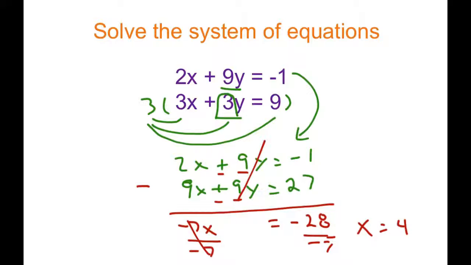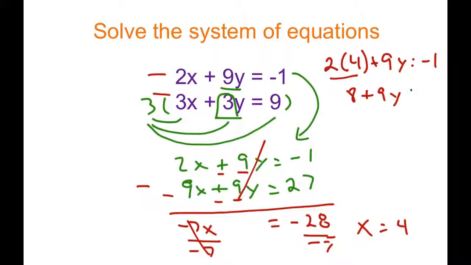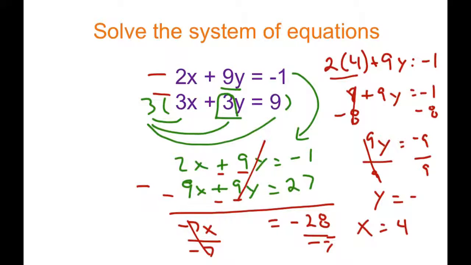Alright, now I need to find my y, so I can plug this into any of my equations. I can go into that one, or even this new one down here, either one. So I am going to choose the top one. That seems the easiest. So 2 times, I'm going to substitute 4 in for x, plus 9y equals negative 1. 2 times 4 is 8, plus 9y equals negative 1. Let's subtract 8 on both sides. That cancels. 9y equals negative 1 minus 8 is negative 9. Divide both sides by 9. That cancels. And y equals negative 1.